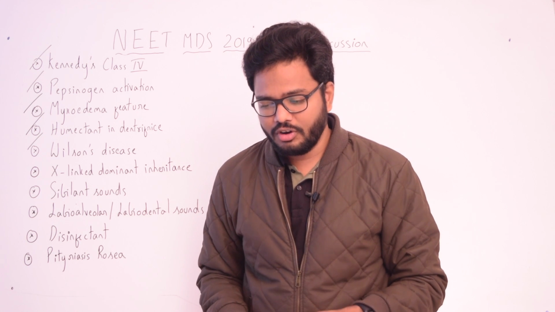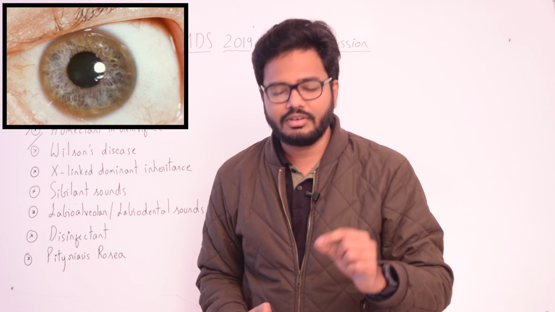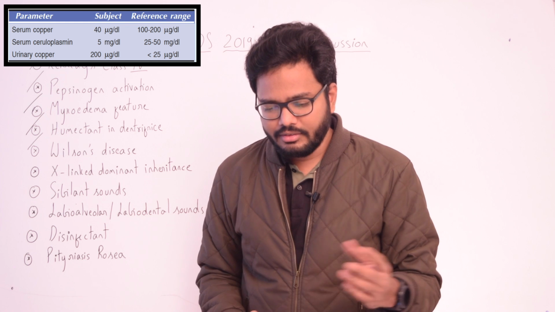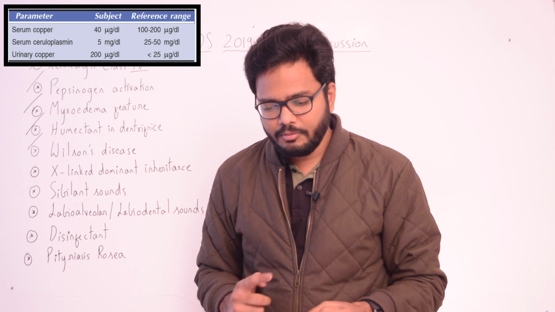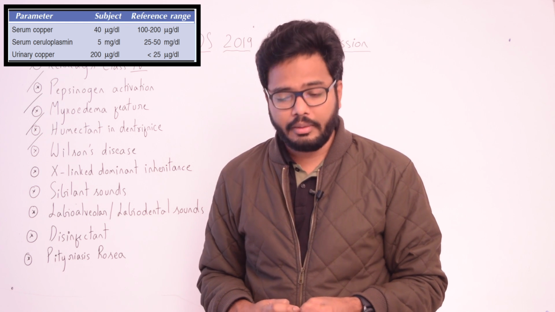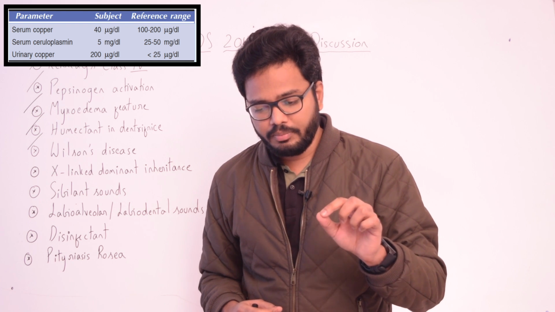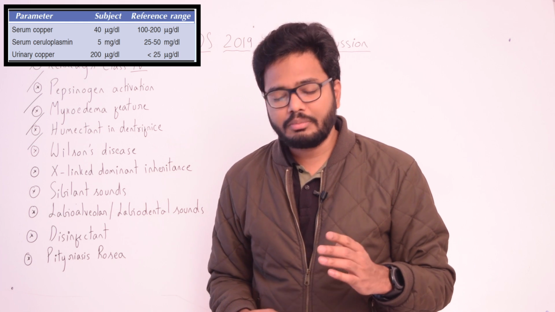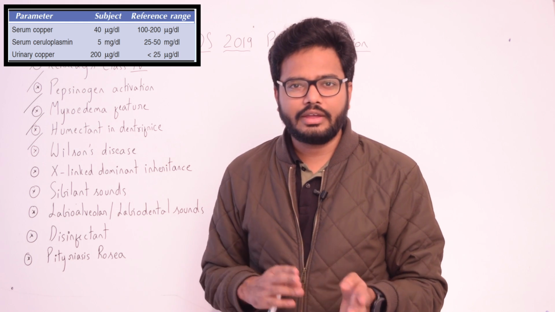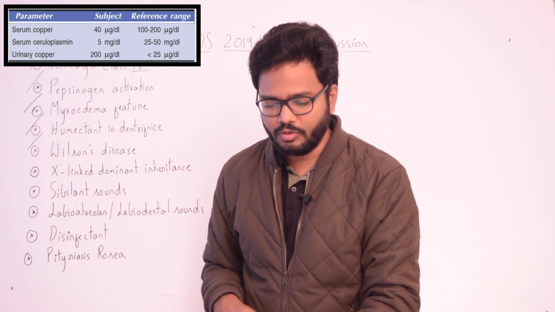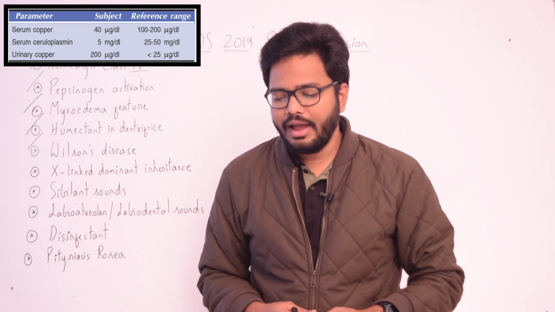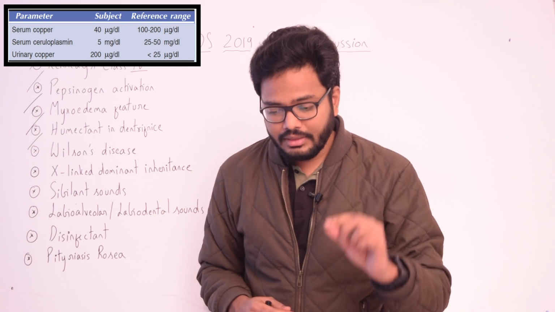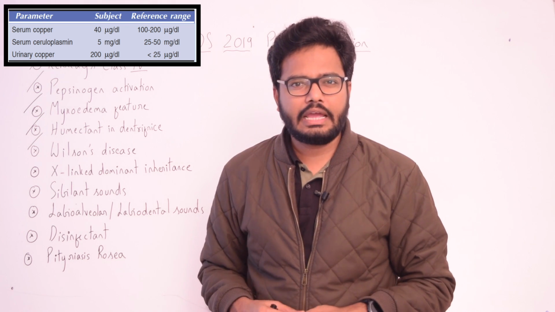His cornea showed the presence of Kayser-Fleischer rings, which are characteristic, and the laboratory data of the boy is given below. Serum copper is 40 micrograms per deciliter. Serum ceruloplasmin is 5 milligrams per deciliter. Urinary copper is 200 micrograms per deciliter. And also you can see in the table the reference ranges, which clearly suggests that the boy had a low level of copper and ceruloplasmin in serum with an elevated copper excretion in urine.